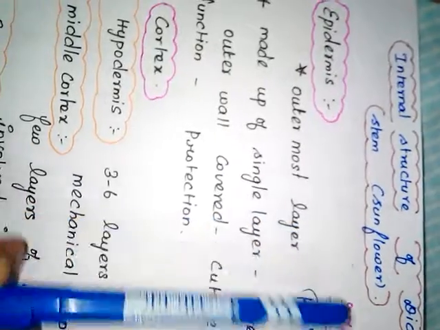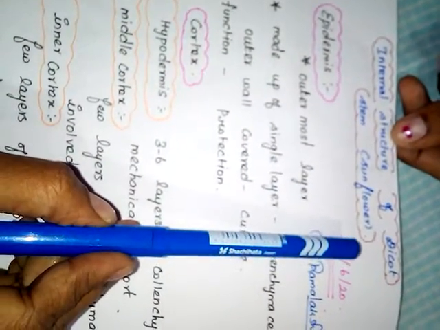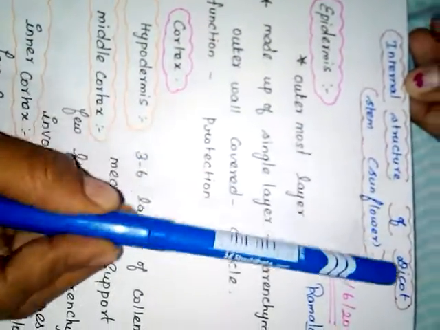Vanakkam students. Internal structure of dicot stem. In the previous class, we discussed the internal structure of dicot stem and monocot stem. First of all, let us discuss the internal structure of dicot stem, for example, sunflower.